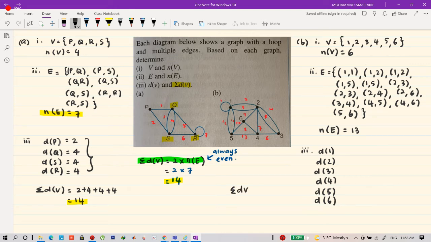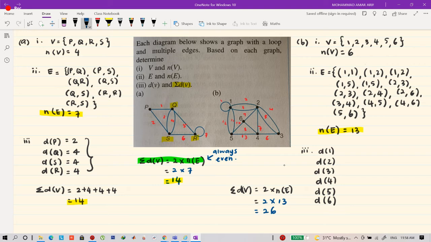So the summation of DV equals 2 times NE, so that we know the total. So since we already know the number of edges is 13, our answer for this one is 2 times 13. So you will get 26.